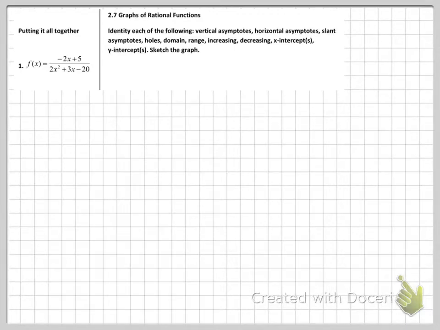Okay, section 2.7. We're going to put together everything we learned last time. Start factoring it, see if you can find any of the answer blanks. We did one video on this already, so feel free to pause it and see how you do and fast forward it if you get it correct, right? We should be trying these on our own by now.